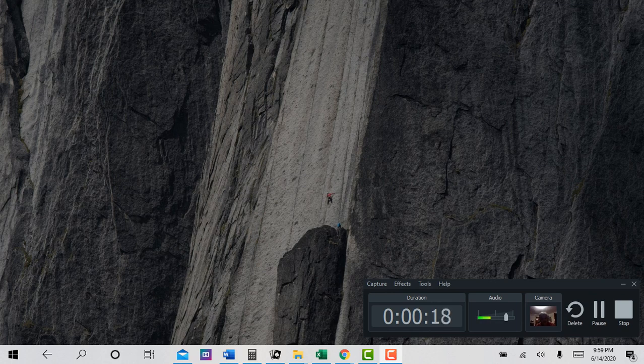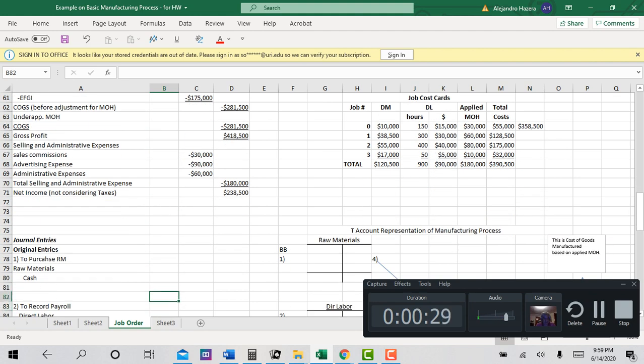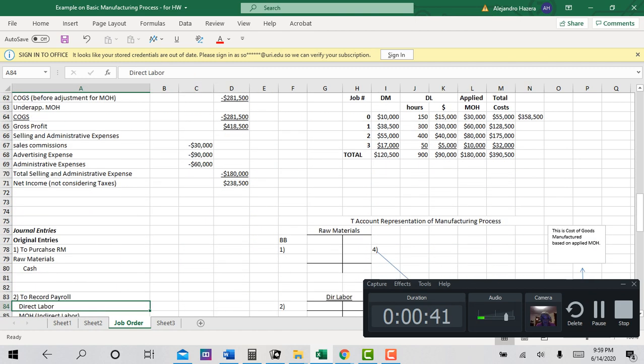Now this one's going to be probably a little longer than the others, a little more technical, but it brings everything together. So let's go back to the worksheet that we've been building. On the last worksheet, we had built a statement of cost of goods manufactured with a bottom line of 387.5, and also an income statement with a bottom line of 238.5.